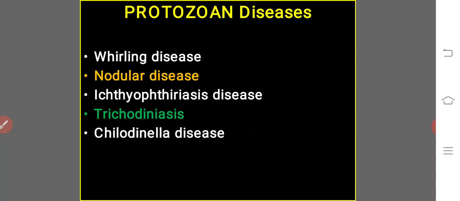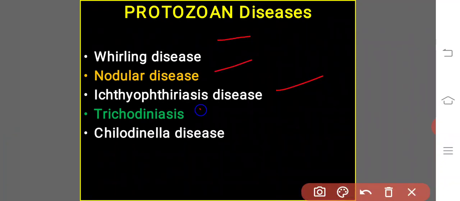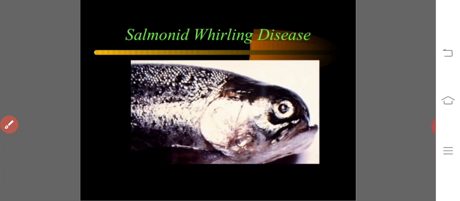Among the protozoans living in the aquatic medium, some groups are parasitic to fish and cause various diseases. Especially, sporozoans exclusively lead a parasitic life. In the aquatic system, they cause disease to the fish. There are various diseases caused by these parasites like whirling disease, nodular disease, ichthyophthiriasis, trichodiniasis, and chilodonella disease. These are the protozoan diseases of fishes. Let us see one by one.